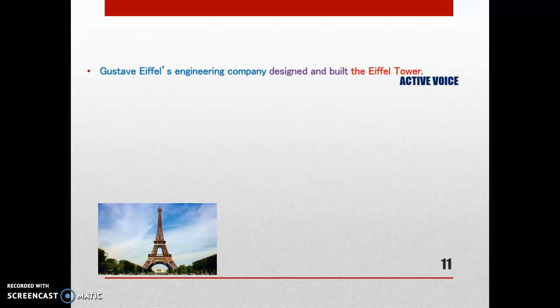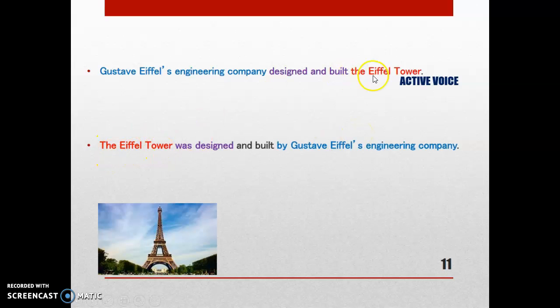Then we have Gustave Eiffel's engineering company designed and built the Eiffel Tower in the active voice. The Eiffel Tower, the object becomes the subject, was designed and built by Gustave Eiffel's engineering company. So the agent is important. In this case, we do not have a complement.